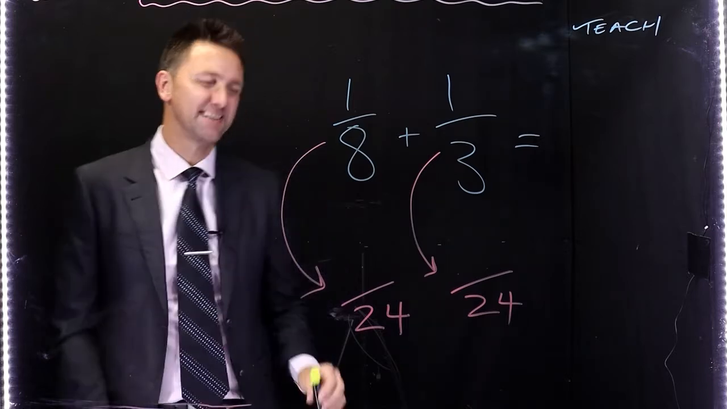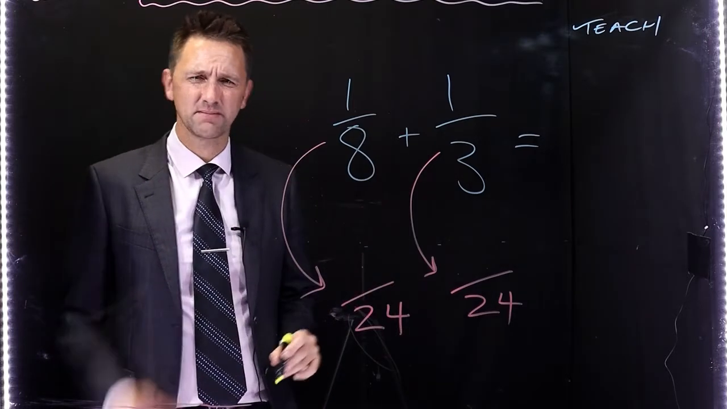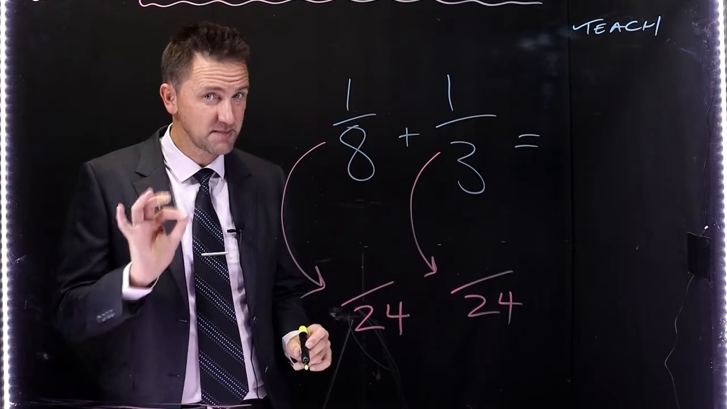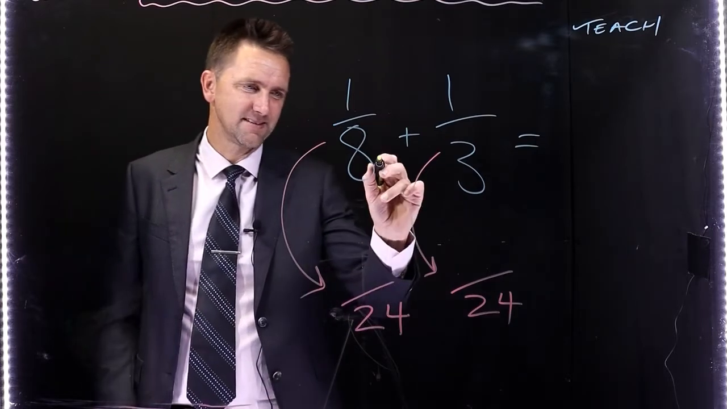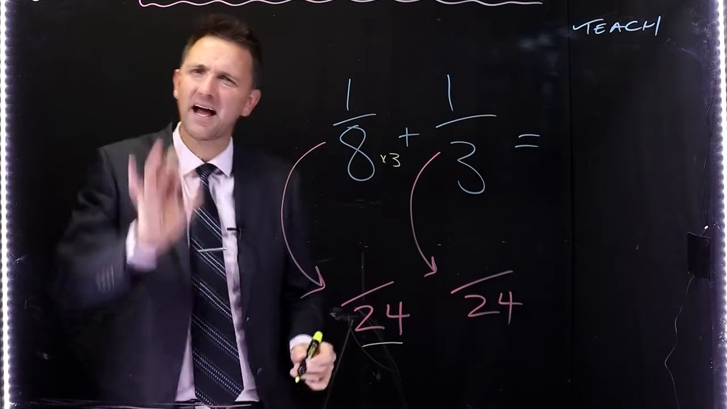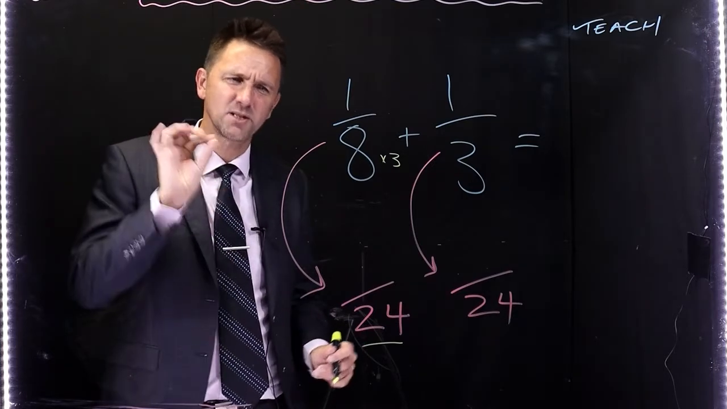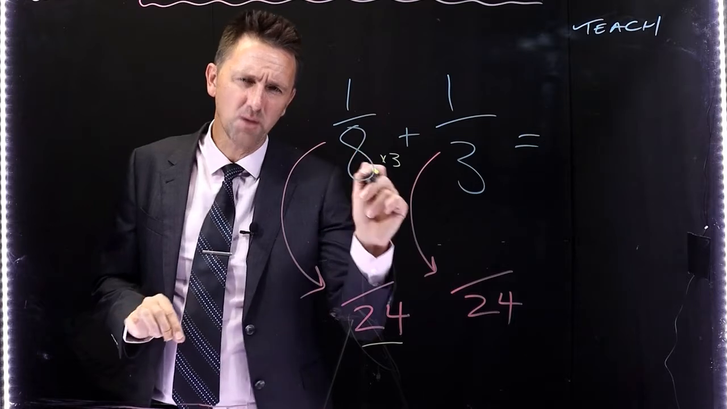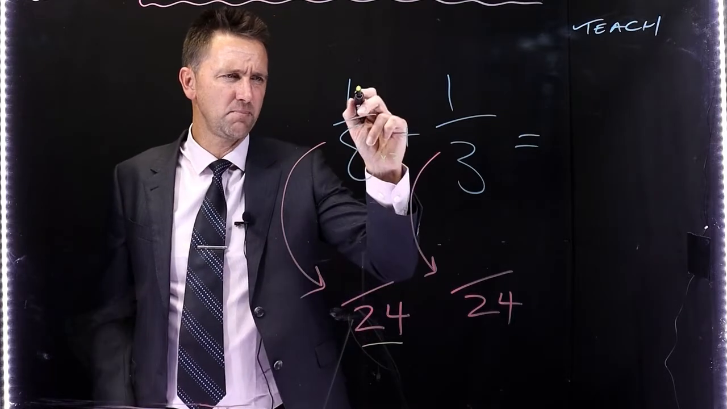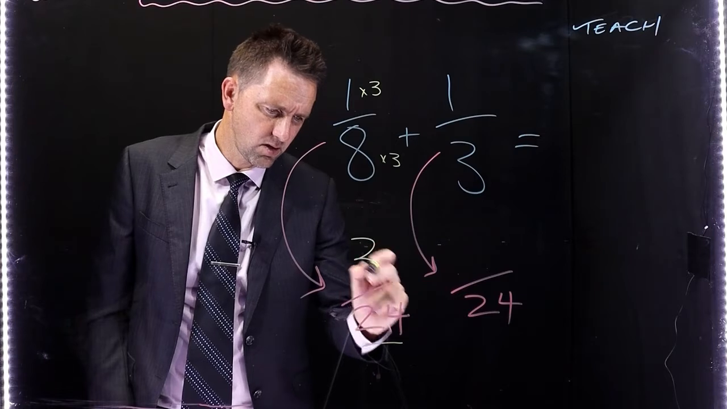Okay, here we go. Look, to turn 8 into 24, I've got to times 8 by what? I've got to times it by 3. So, times the 8 by 3 and I got 24. Now with fractions, whatever you do to the bottom, you've got to do to the top. So I've timesed the bottom by 3, now I've got to times the top by 3. So that means 1 times 3 equals 3.